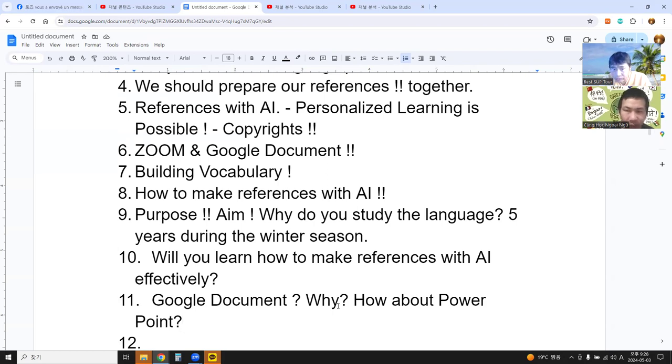I also use both. With beginners, I use PowerPoint. But with non-beginner levels, I use Google Document. But now I don't use PowerPoint. There's one reason I don't use PowerPoint. Can you tell me? I don't know. Guess what? Because of the text box.